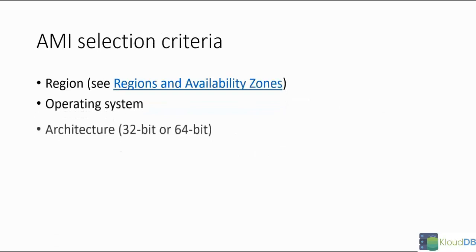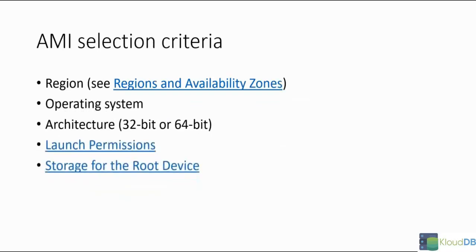An AMI is specific to your region. Basically, you have to pick and choose the region where you want to create an AMI, and then the operating system, whether you want Linux, and in Linux there is CentOS, there is Ubuntu, all of those things. And then the architecture, whether you want 32-bit or 64-bit, the launch permissions, and the storage for the root device, whether you want to use EBS or Instance Store. So depending on your requirements, you can choose these and then create the AMI.